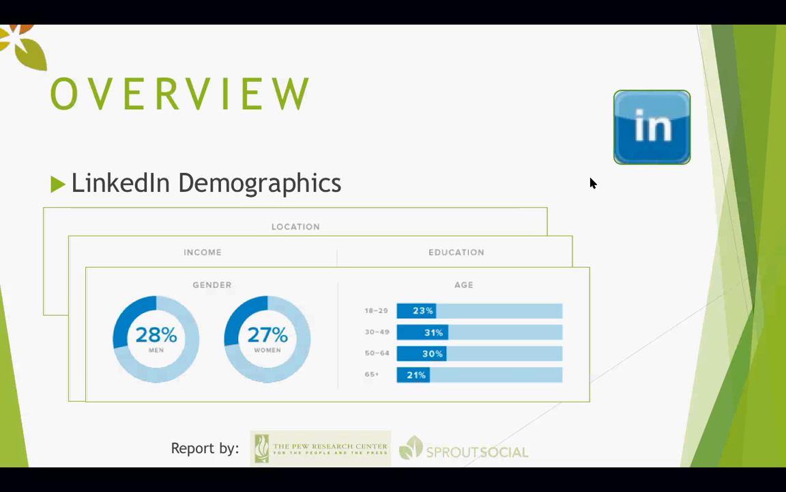And then from a gender perspective, just very basic information, 28% of men are engaged on LinkedIn, 27% of women. And you can see, again, unlike other social media platforms, while LinkedIn is overall a smaller percentage of the population, you'll see that 30% of people 50 to 64 and 31% of people from 30 to 49 are on LinkedIn. So again, more of that professional age where you're still active in the workforce.